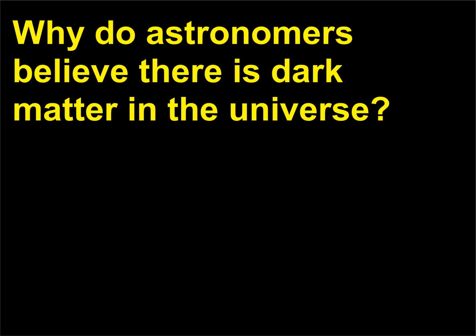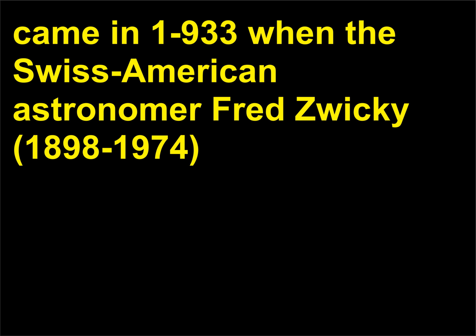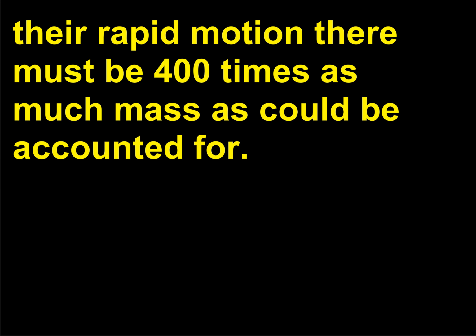Why do astronomers believe there is dark matter in the universe? The first hints that there is more to the universe than visible stars and galaxies came in 1933 when the Swiss-American astronomer Fritz Zwicky, 1898–1974, studied the motion of galaxies in the Coma cluster and estimated that in order to account for their rapid motion there must be 400 times as much mass as could be accounted for.